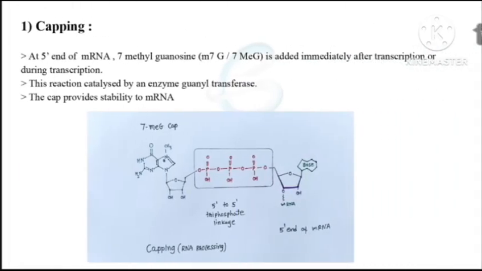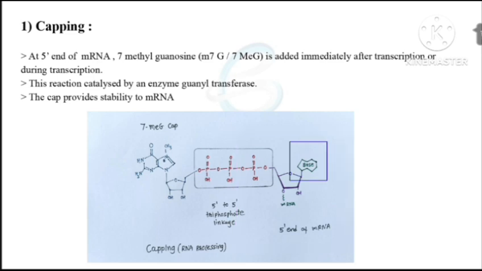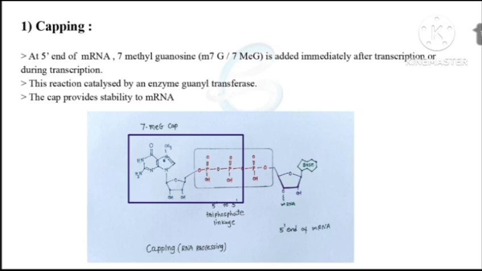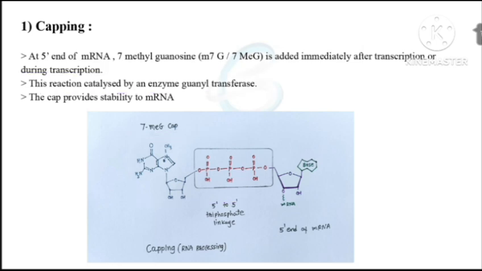First, capping. This is the normal basic structure of an RNA, where you can observe the base, then the ribose sugar, and the phosphate molecule. Here stability is required at the 5' side, also defined as the cap side. A 7-methylguanosine molecule is attached at the 5' side by the guanyl transferase enzyme, which provides stability at the 5' side. A 5' to 5' triphosphate linkage is formed between the mRNA and the 7-methylguanosine molecule.